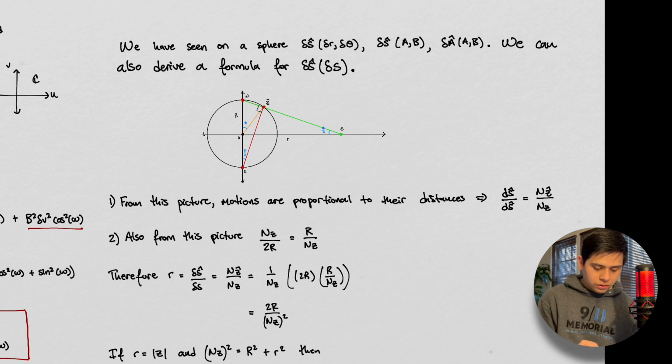So we have seen that on a sphere, we can calculate the distance as a function of r and theta. We can calculate the distance as a function of a and b, and we can calculate the area as a function of a and b, where again, these are parameterizations. This is a distance with respect to how we project onto the complex plane. We can also derive a formula for delta S hat in terms of delta S itself.